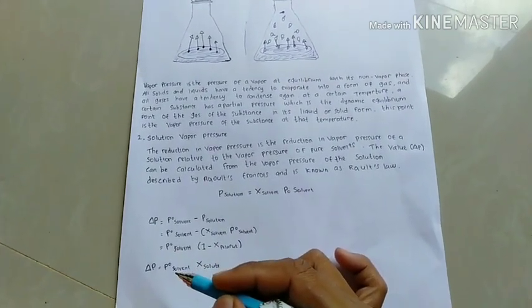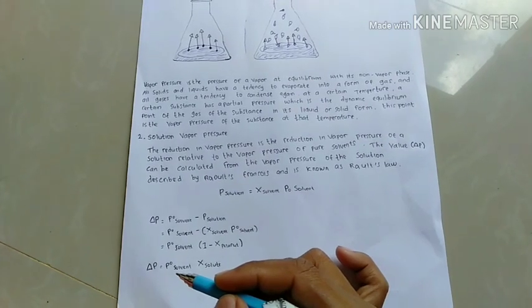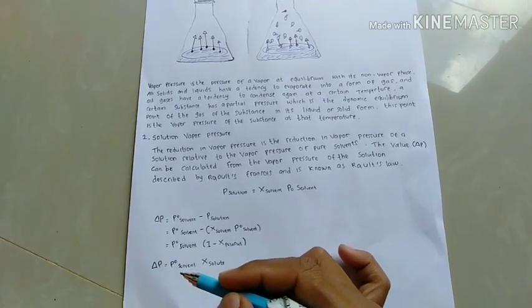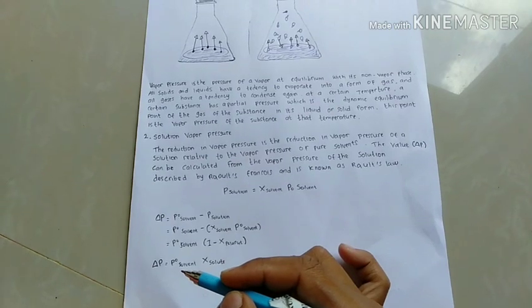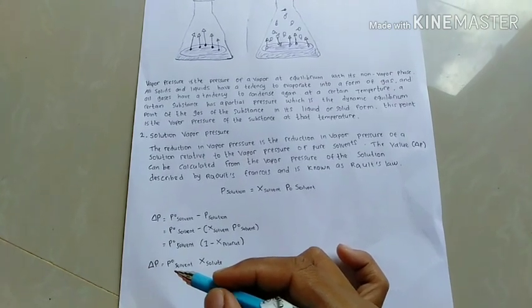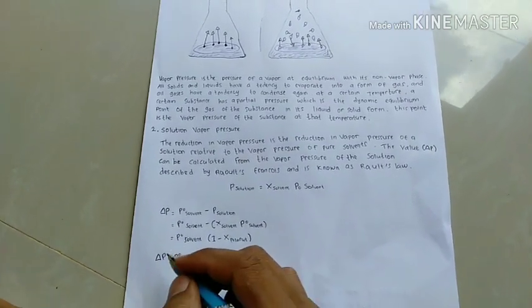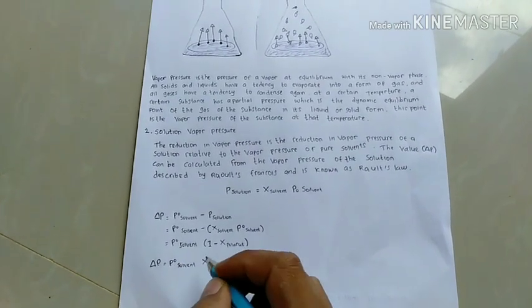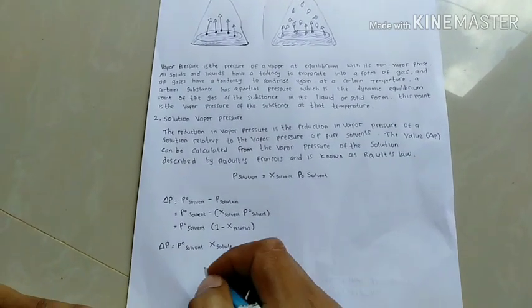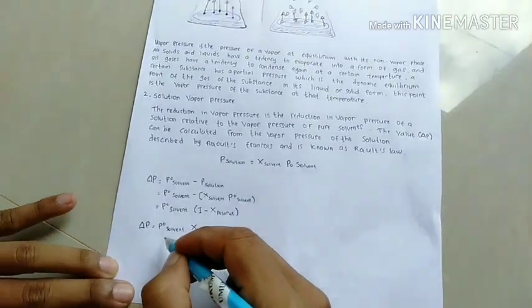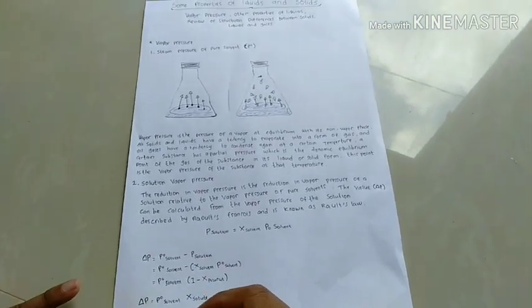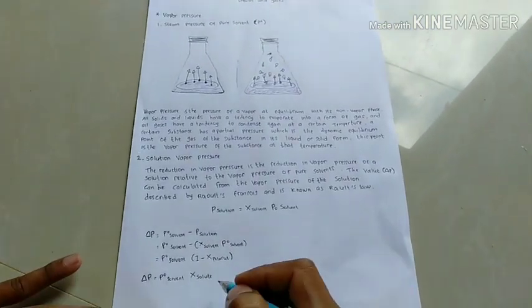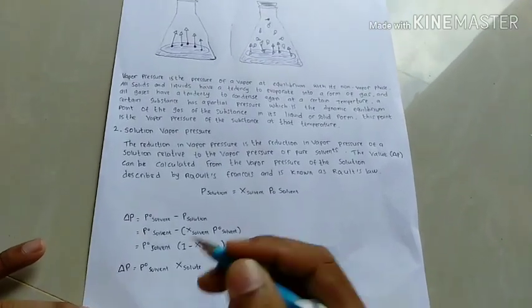Here, delta P is the decrease in vapor pressure, P° solvent is the vapor pressure of the pure solvent, and X solute is the mole fraction of the solute.